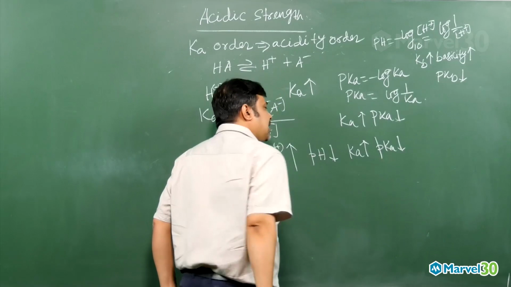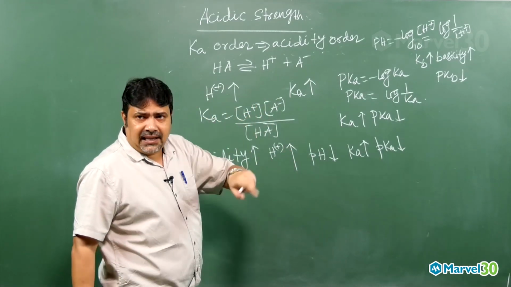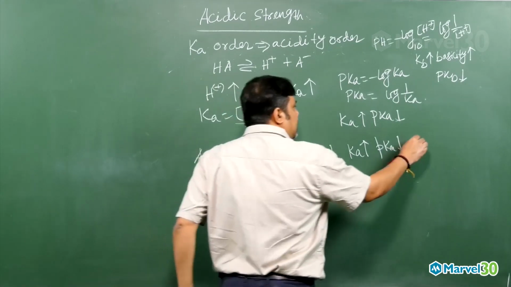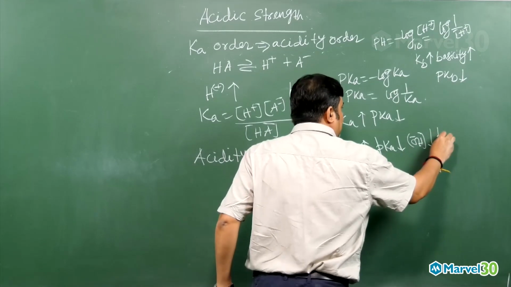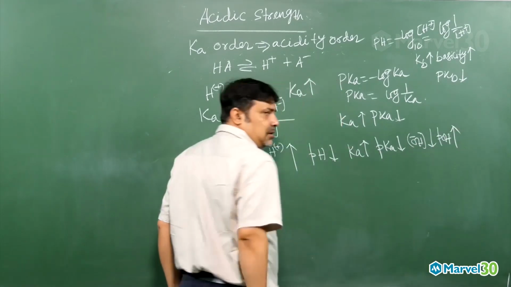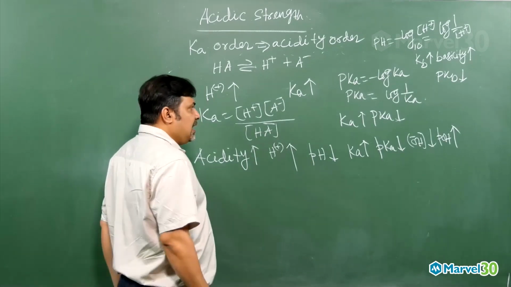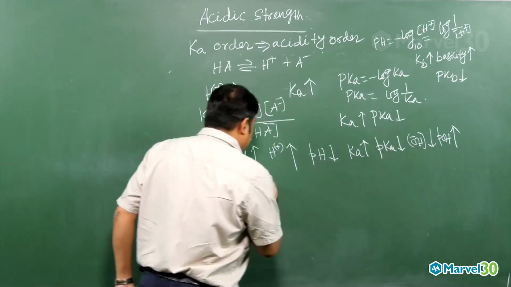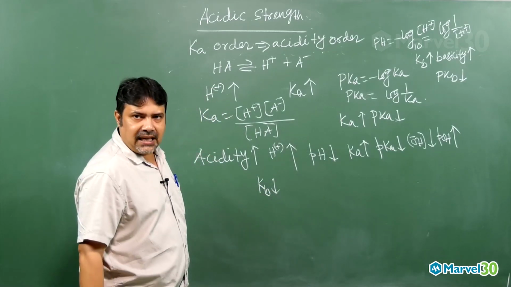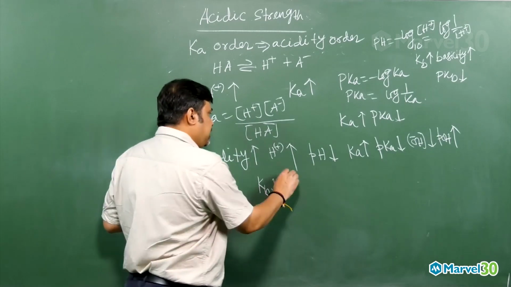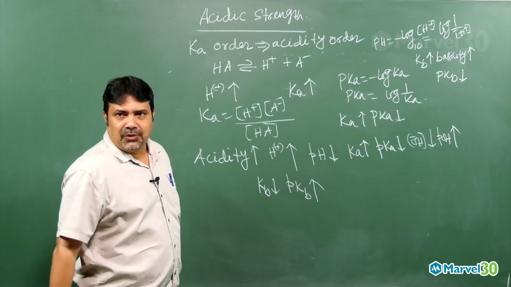K more means pK will be less. And when acidity is more, the base will be less, so OH minus concentration will be less. OH less means pOH will be more. Clear? As well, whenever the base is less, the Kb will be less. Basicity less means Kb will be less, and Kb less means pKb will be more.